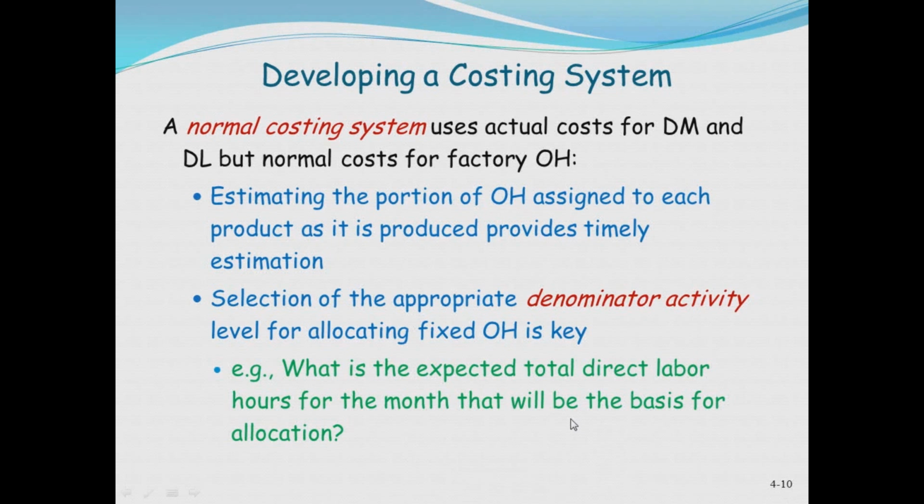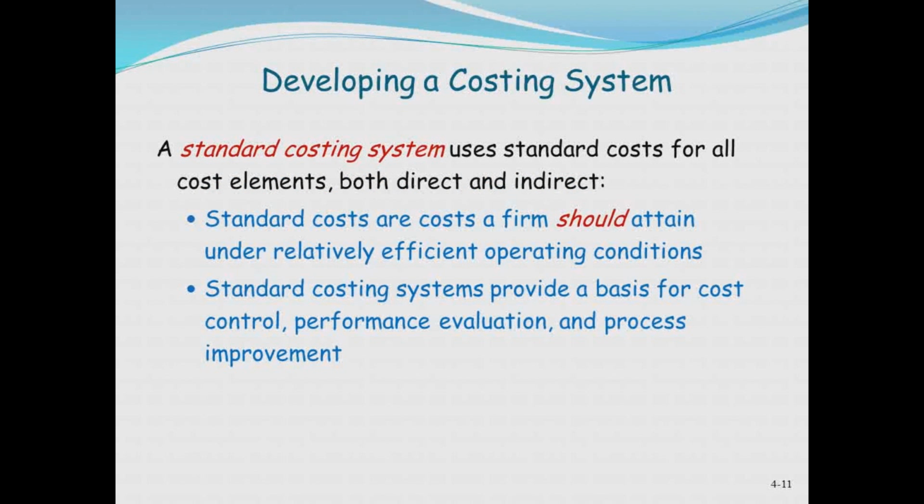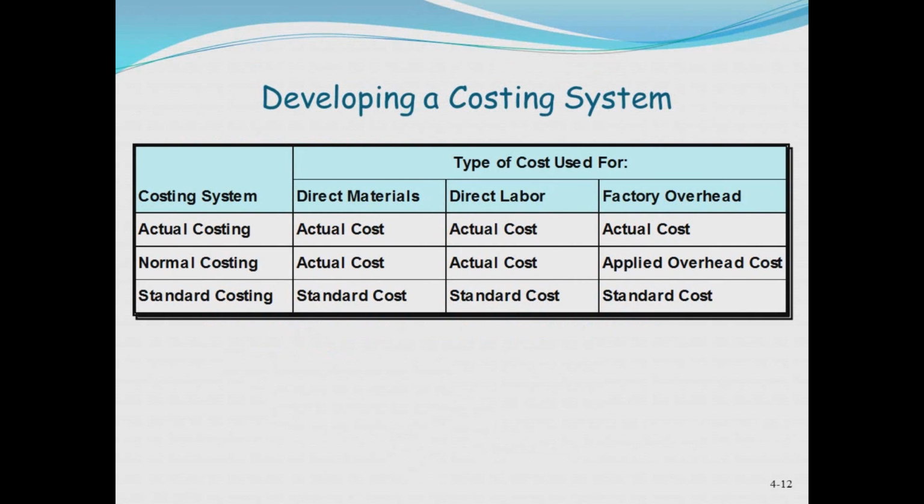And we'll hold off on talking about standard costing for another time, except to say that standard costs are costs a firm should attain under efficient operating conditions. And it's a strong way of controlling your costs. So, in a nutshell, as you look at actual, normal, and standard costing, actual is using the actuals for all three categories. Normal uses the actual for direct materials and direct labor, and then applies an overhead based upon an expected level of driver. And standard uses standards for all three. So, different approaches.